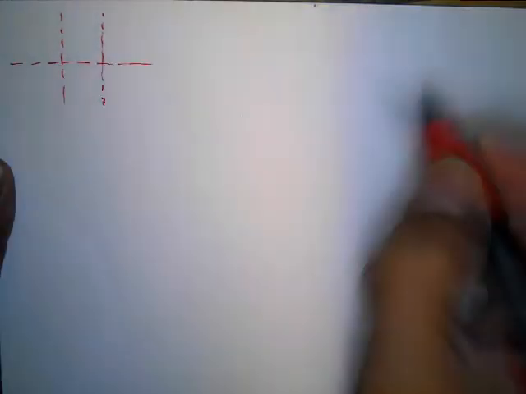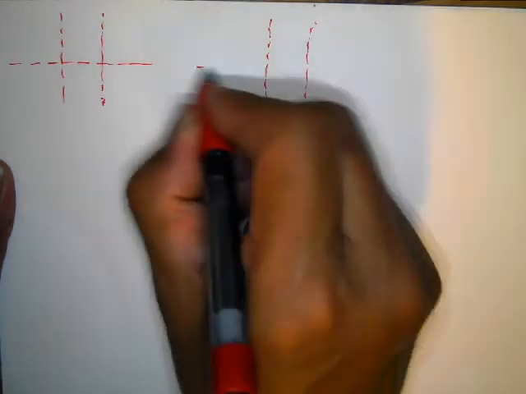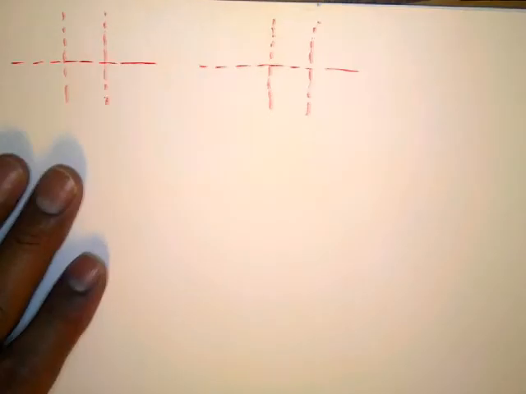All right, let's take a look at another example, number 2. I'm going to go quicker here. Remember again, you're going to have 2 vertical asymptotes and 1 horizontal. Again, how do these graphs look?